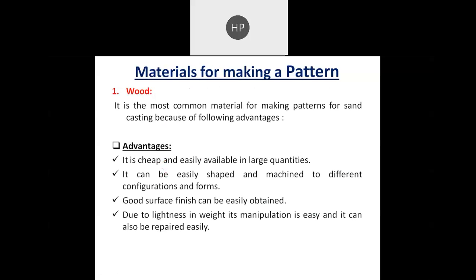So we have started already our discussion on wood. Wood is the most common material for making the pattern for sand casting because it has certain advantages. What is the advantage? It is cheap and easily available in a large quantity. Then it can be easily shaped and machined to different configurations and forms. Any shape you want to generate can be easily shaped and machined on the wood. That's why it is one of the most preferable materials.